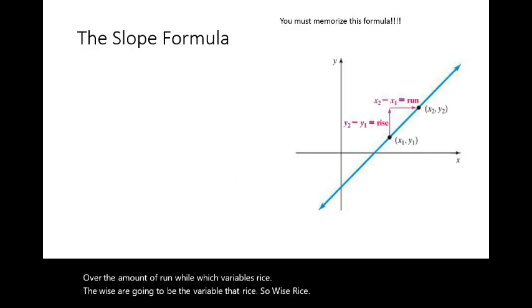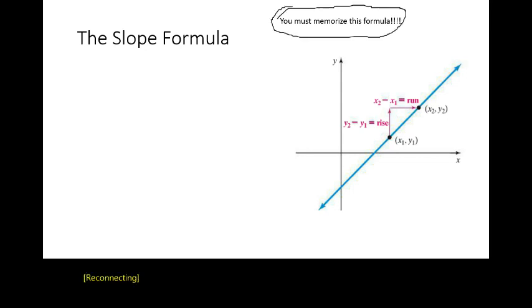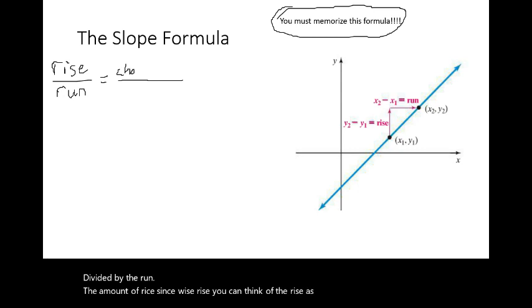So there is a formula for slope, which you do need to memorize. So you do need to know this formula for slope. I am not going to give it to you on any sort of exam. So the slope formula is the rise divided by the run. The amount of rise, since y's rise, you can think of as the change in the y-coordinates, so how much the y-coordinates change. And the run, the variable that moves left to right, is x, so the run is the change in x.